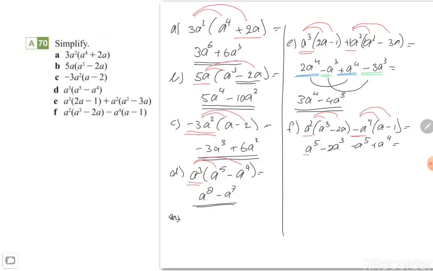The like terms, a to the power 5 and minus a to the power 5, is already 0. And minus 2a to the power 3 is just a lone term, so we can write down minus 2a to the power 3. And even with the last one, a to the power 4 is just very lonely, so we just write down a to the power 4. So the answer is minus 2a to the power 3 plus a to the power 4. And those are the answers from exercise 7.0.